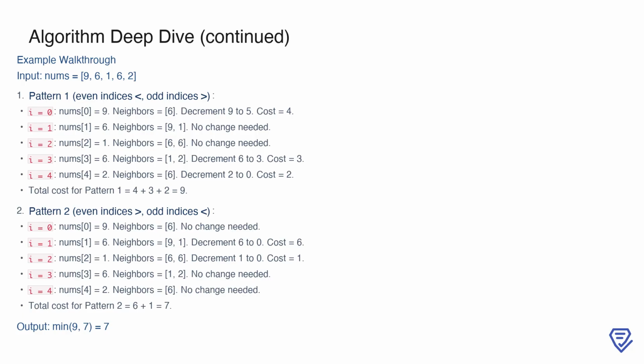For pattern 2, where even indices are greater and odd indices are less, we calculate again. At index 0, no change is needed. At index 1, we decrement 6 to 0, costing 6. At index 2, we decrement 1 to 0, costing 1. At index 3, no change is needed. At index 4, no change is needed. The total cost for pattern 2 is 7. The minimum of these two costs, 7, is the final result.